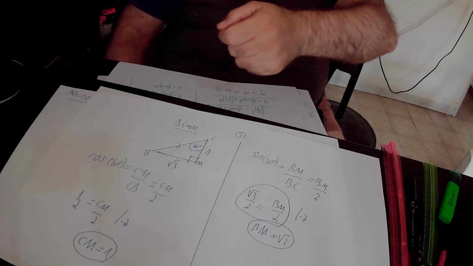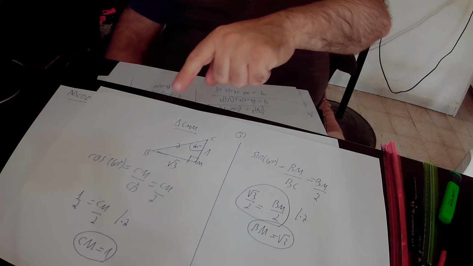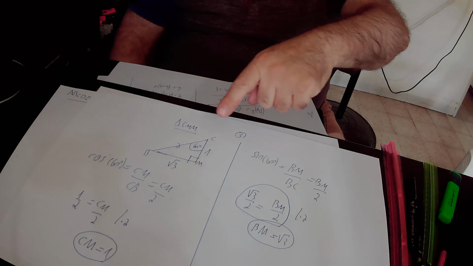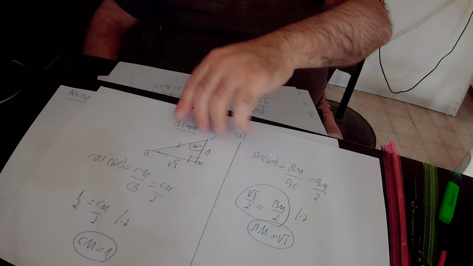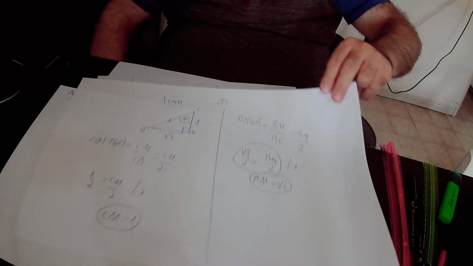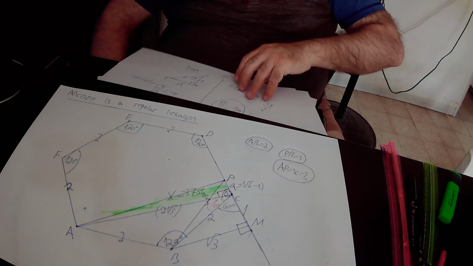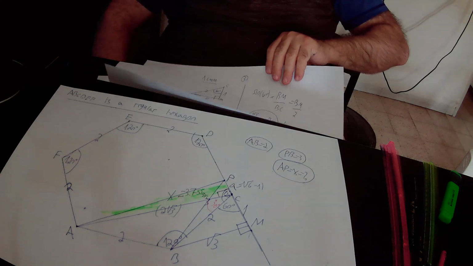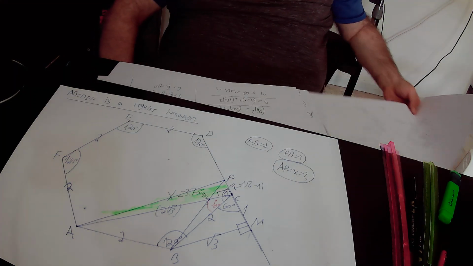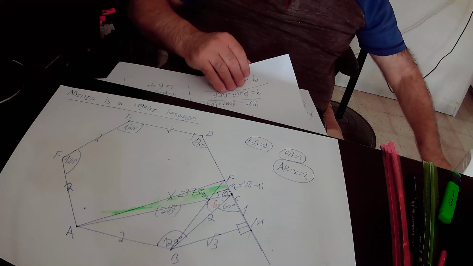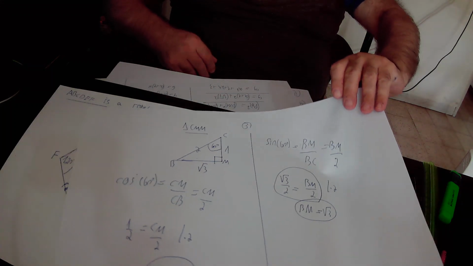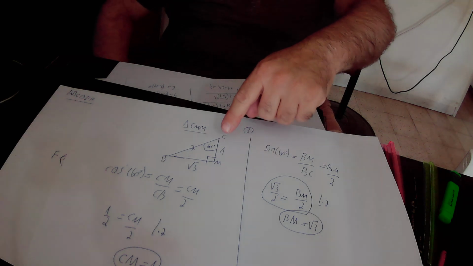The value of cosine 60 degrees is 1/2. So we substitute cosine 60 degrees by 1/2, and we got that 1/2 equals CM over 2. We multiplied this equation by 2, and we found out that the missing side CM equals 1 unit.